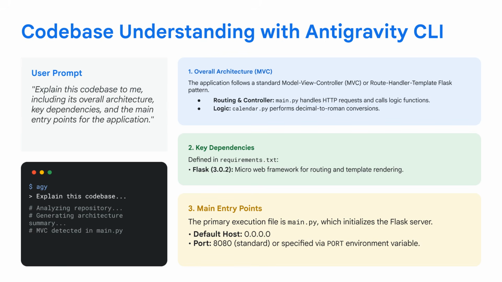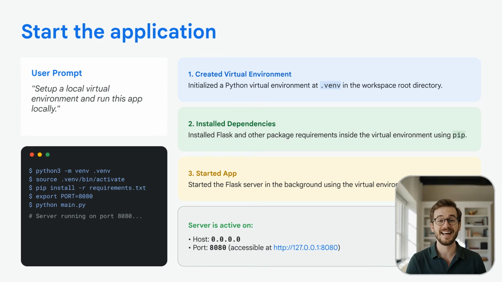Need to understand a new codebase? Just ask Antigravity CLI to explain it. It will analyze the architecture, identify key dependencies, and point out the main entry files, helping you onboard faster. You can also use the CLI to handle environment setup. By providing a prompt, the tool can automate creating your virtual environment, installing dependencies, and running your application locally.